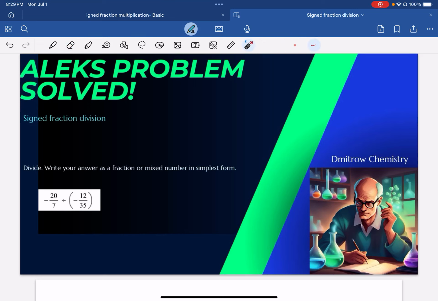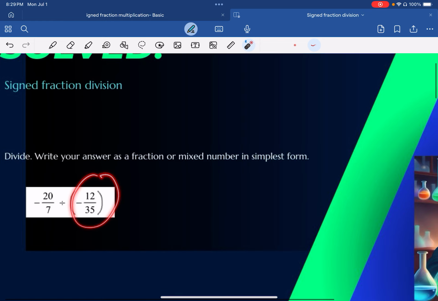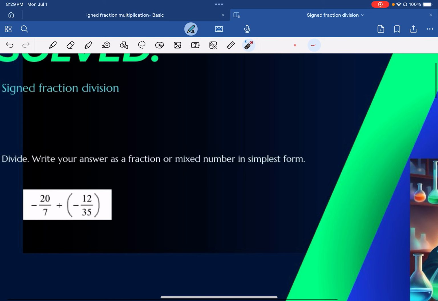All right, so we're going to deal with some fractions here. And one of the things you need to be aware of, there's a couple rules here, but remember whenever you divide by a fraction, it's the same as multiplying by its reciprocal. So the first thing we're going to do is take this number right here and flip it.